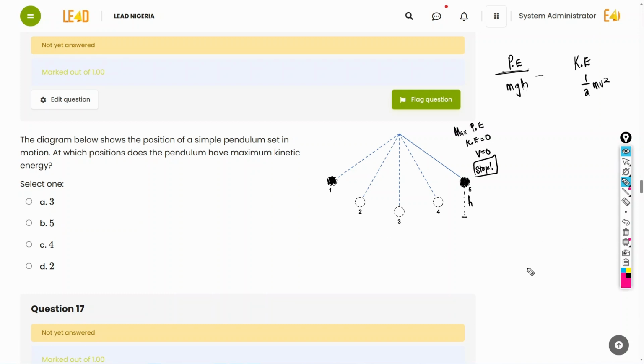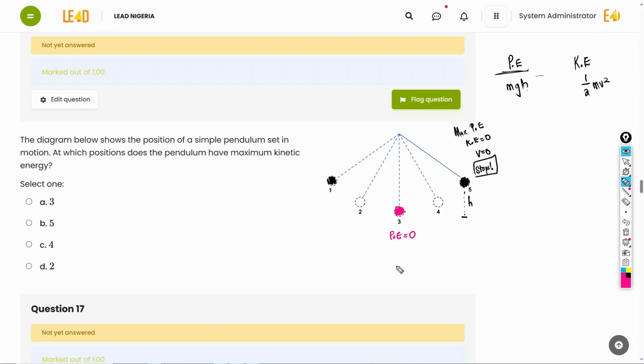But then at the middle here, what you have is your potential energy as 0. Again, why is the potential energy 0? Because your height above this point is 0. You are at that point, right?